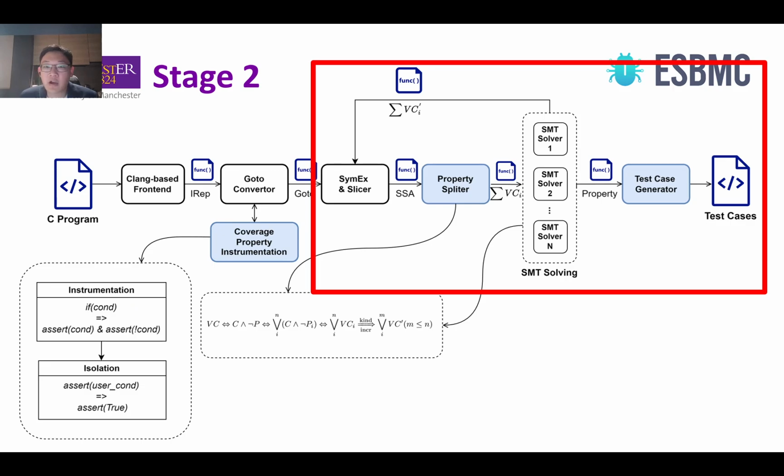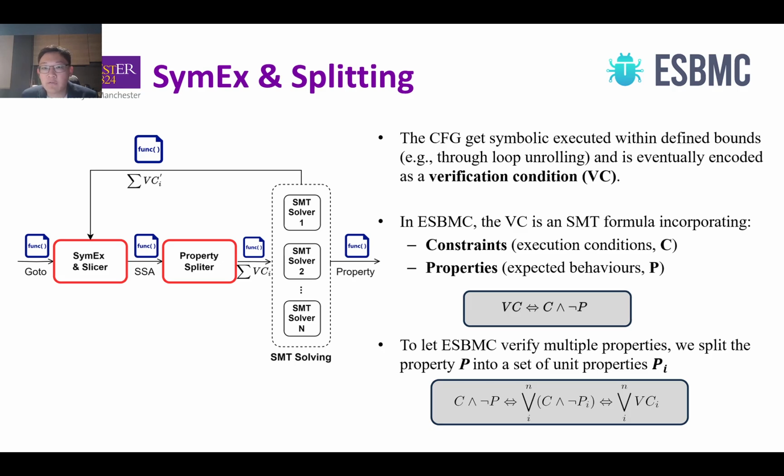The second stage is about how we solve the instrumented assertions, which need to be proven either correct or violated. This is mainly taking place in the backend of ESBMC. In the backend, we converted the go-to program to verification condition, which is basically an SMT formula incorporating constraints that are assignments and assumptions, and properties that are basically assertions. To enable ESBMC to perform multiple property verification, we split the overall property into units and assign each unit verification condition with an individual solver.